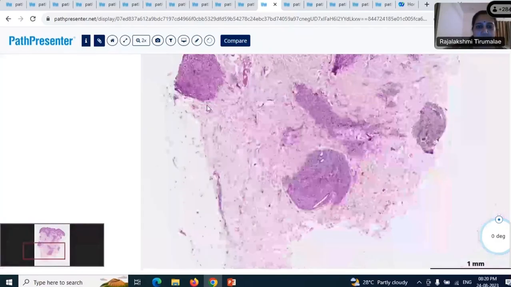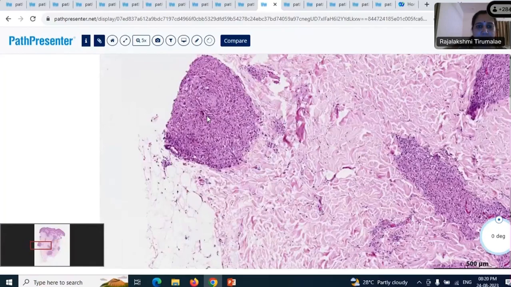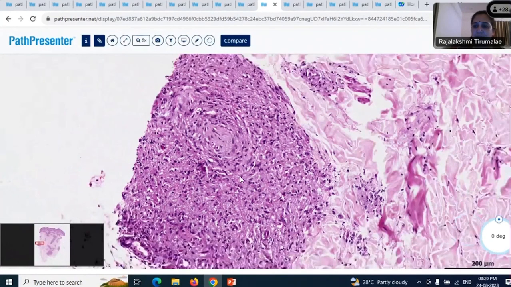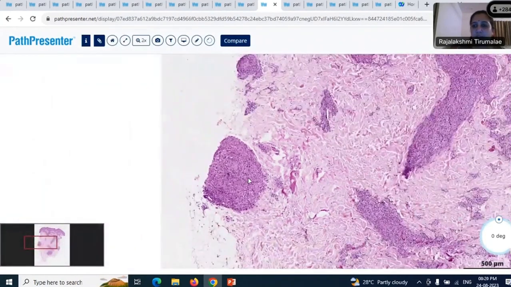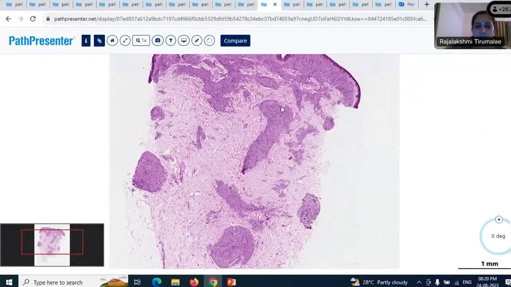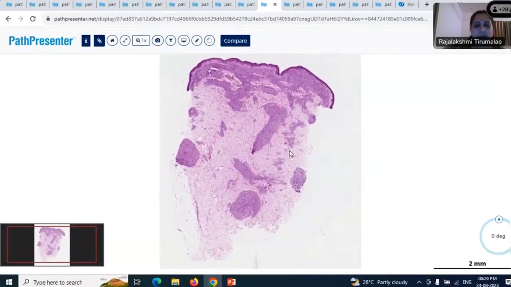And in fact, I can take you to another area. So the same thing here. Do you see this? You see the nerve at the center and you see this perineural onion skinning and then you have this infiltrate. Now, this is a very, very important clue. So now, I think it's fairly easy. Do you want to make a diagnosis? What's your diagnosis?